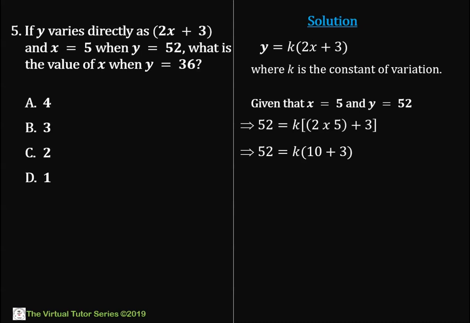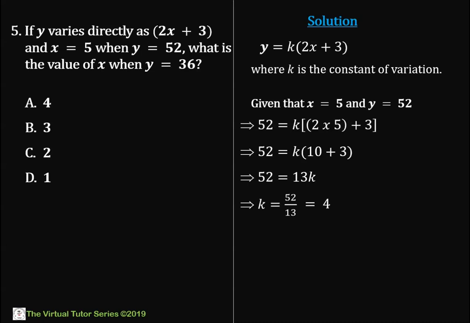So we have 52 to be equal to 13k. We solve for k by dividing both sides of the equation by 13. That is, k is equal to 52 over 13. 52 divided by 13 is 4. Therefore, k is equal to 4.